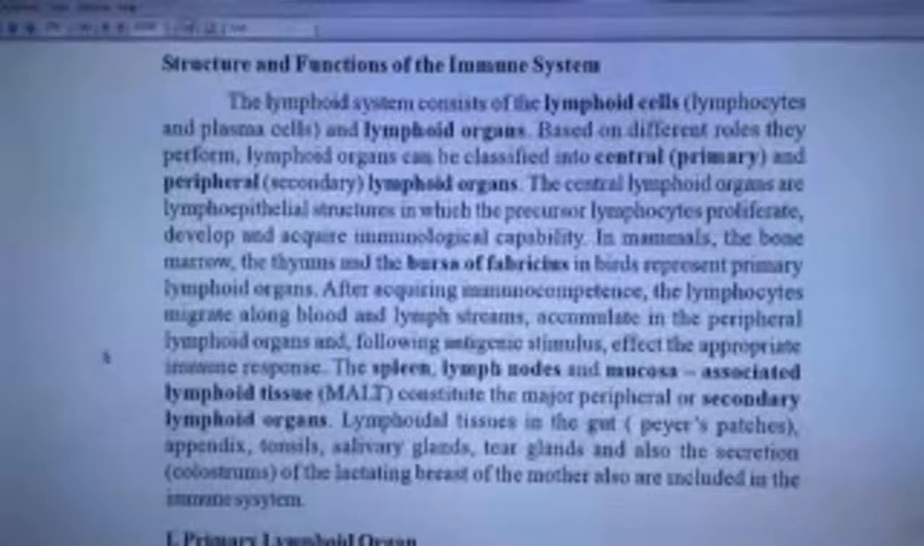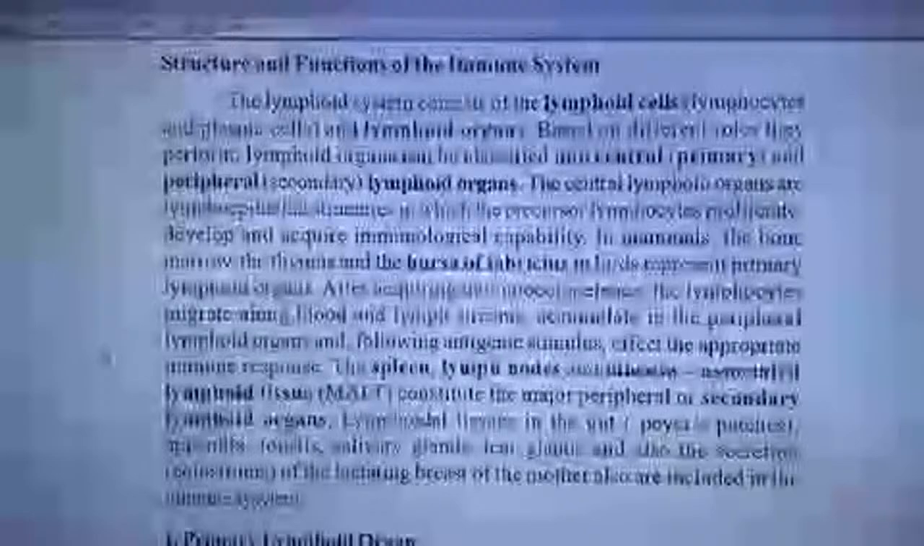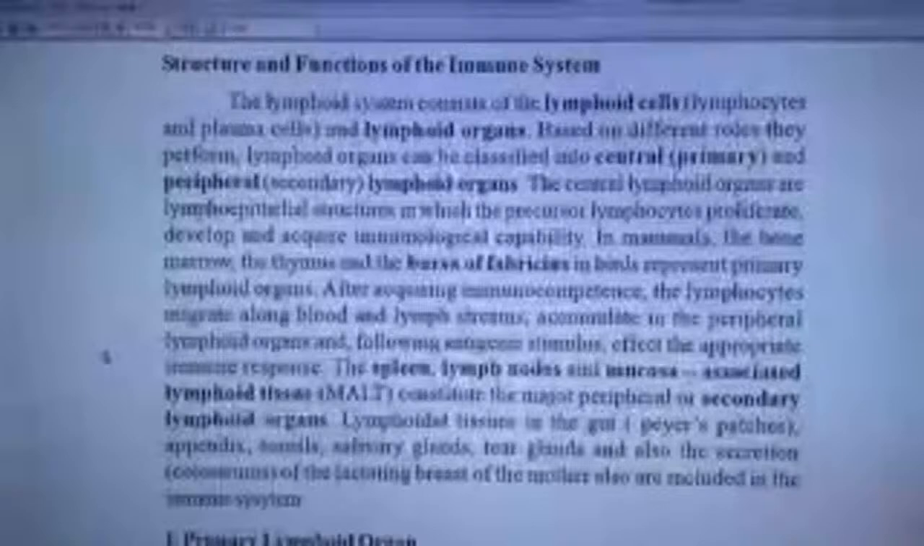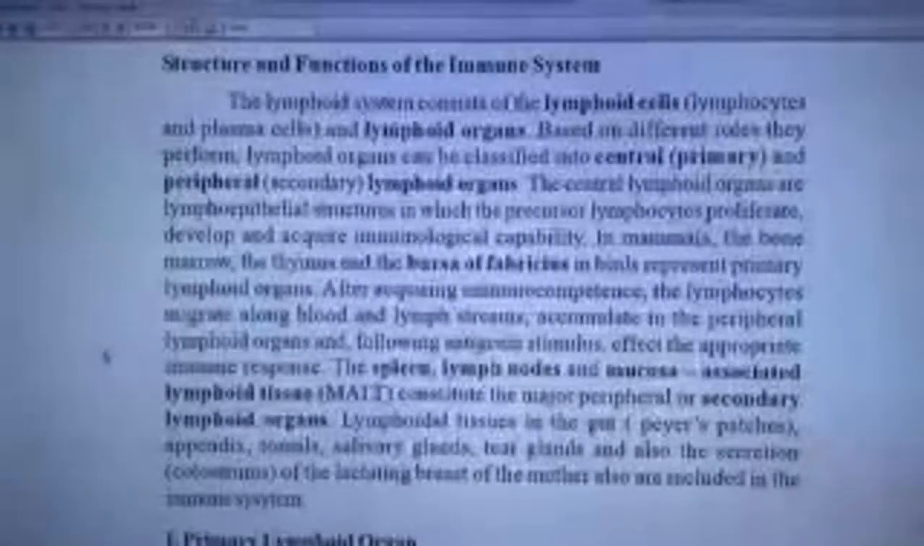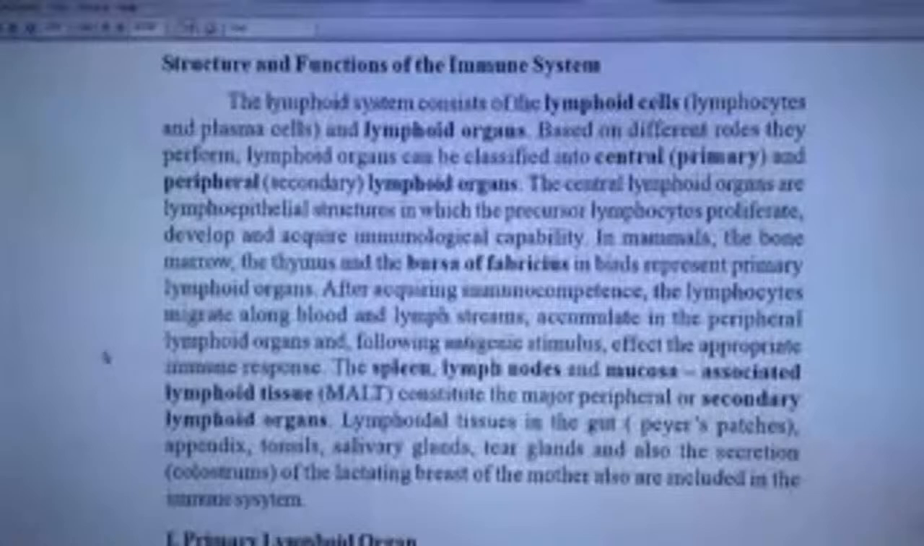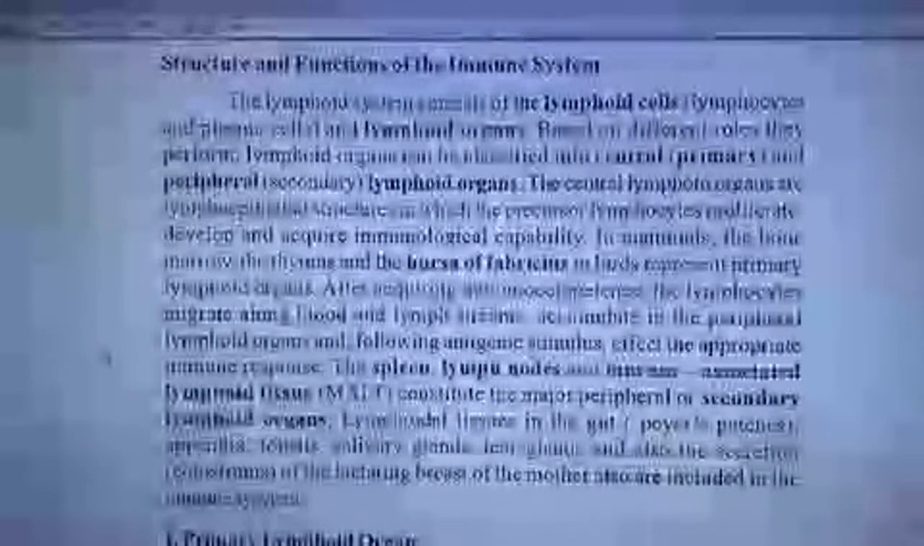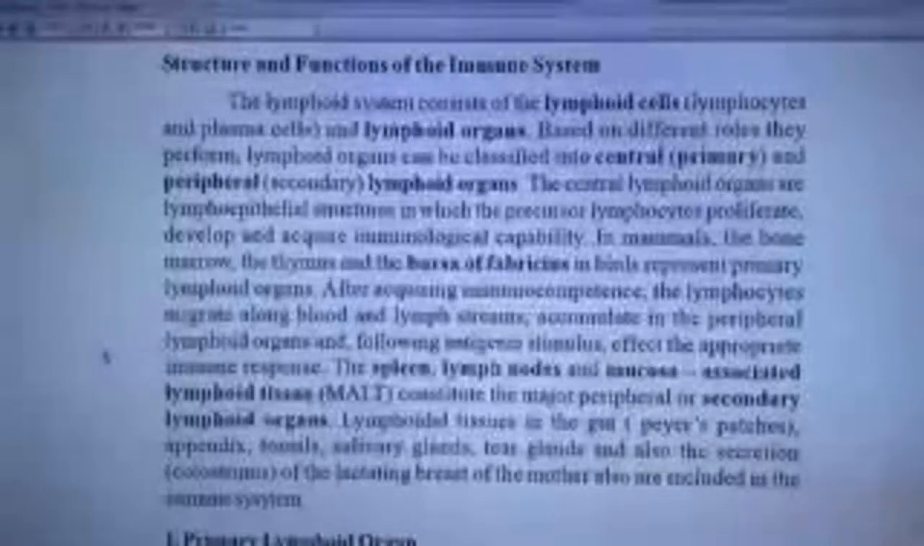Lymphocytes accumulate in peripheral lymphoid organs and, following antigenic stimulus, effect the appropriate immune response: the spleen, lymph nodes, and mucosa-associated lymphoid tissues. These are the major peripheral or secondary lymphoid organs. Lymphoid tissues in the gut, appendix, tonsils, salivary gland, tear gland, and also the secretion of the lactating breast are also included in the immune system.